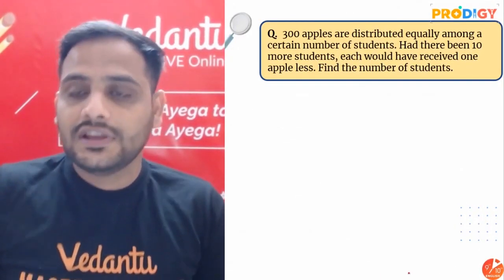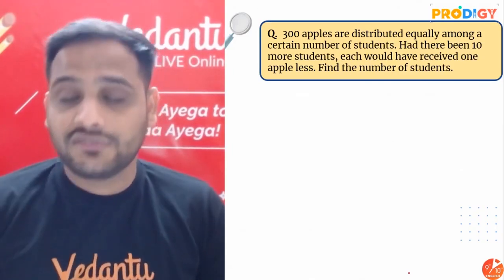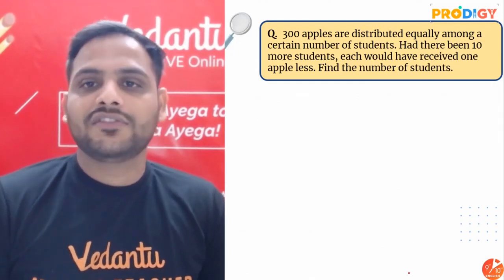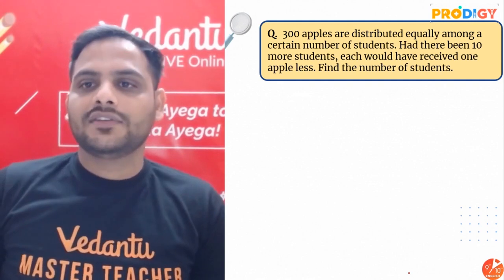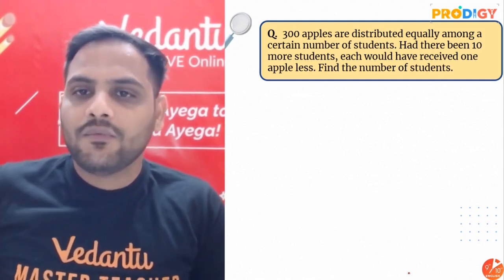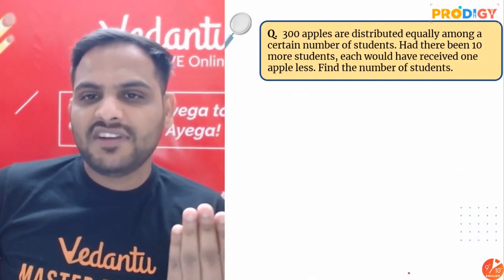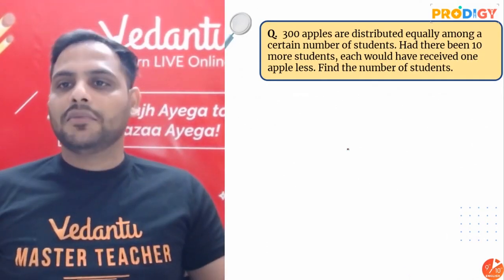300 apples are distributed equally among a certain number of students. So there are some number of students among whom we have distributed 300 apples. Had there been 10 more students, each would have received 1 apple less. Find the number of students.